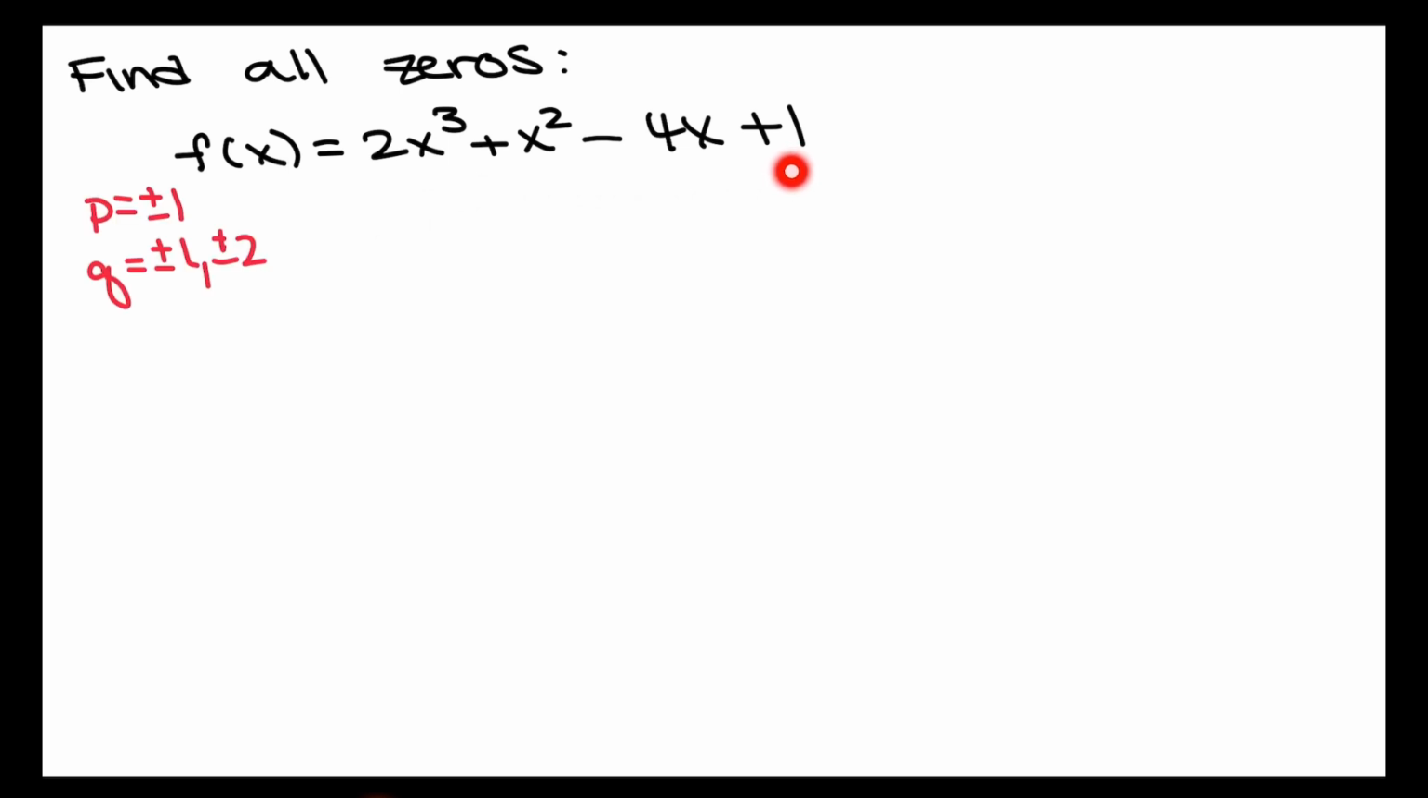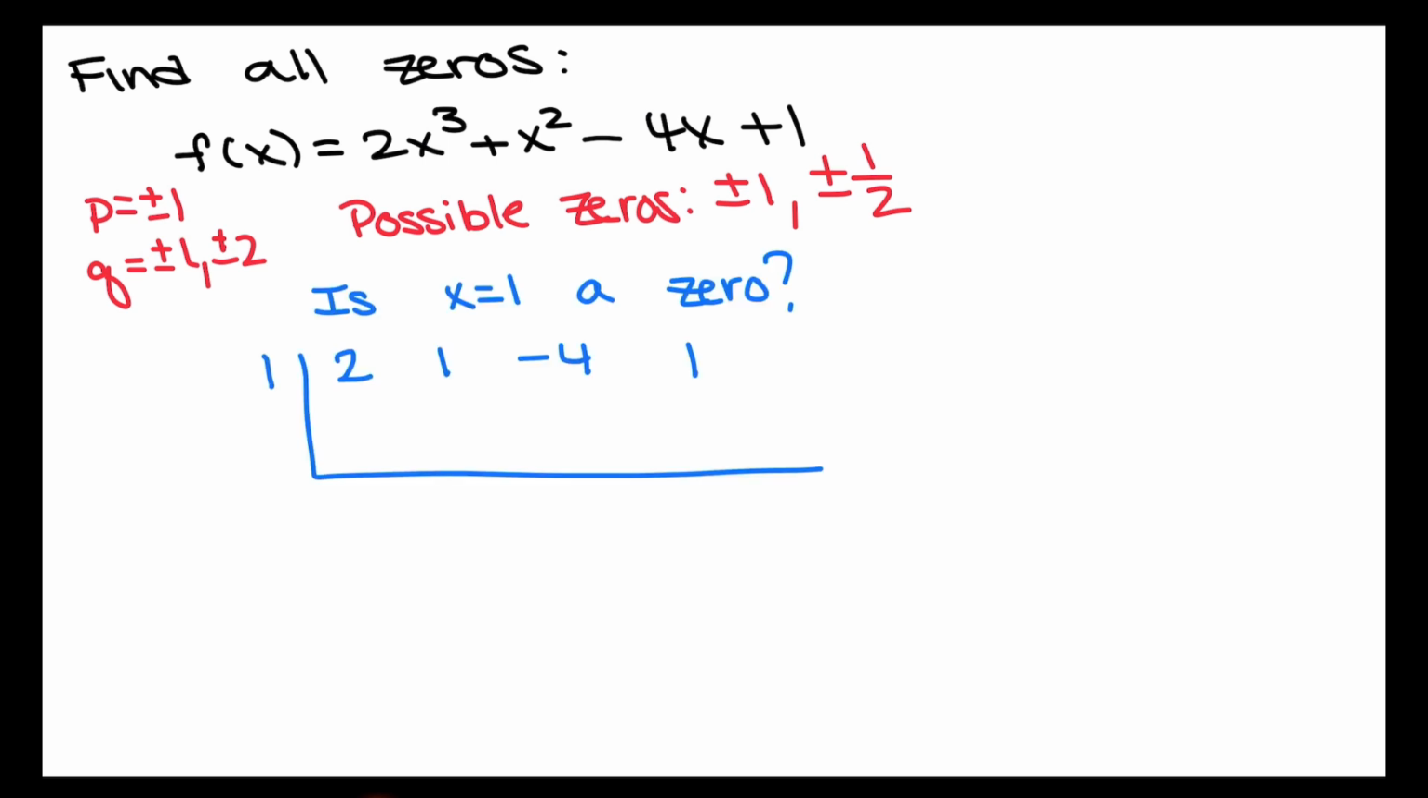P, factors of the constant, are just 1. 1 is only divisible by 1. Q, factors of 2 would just be 1 or 2, and they could be positive or negative. So my possible zeros are either 1 over 1 or 1 over 2, and it could be positive or negative. So I've got 4 possible rational zeros. So I'm going to start by just making a guess. What if my zero is x equals 1? I'll use synthetic division to check. I know it's a 0 if I get a remainder of 0.